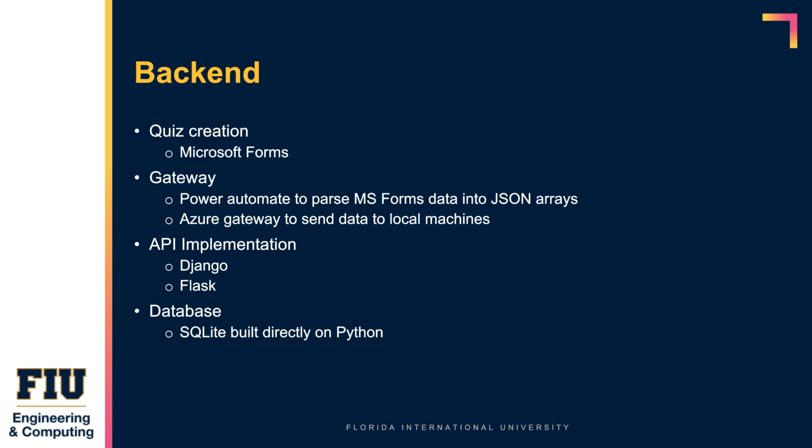So the backend is mainly, we start with Microsoft Forms, so that's where users take the quiz. We take the data from Microsoft Forms and send it into Power Automate, which allows us to parse all of the data into JSON arrays. And then we send that data through an Azure gateway to our local machines, so we get all of the CSV files as soon as the user takes the quiz. And then we use a Django server to allow us to fetch all of those endpoints, so we can fetch whatever particular piece of data we want. And then we can store all of that data in our SQLite database.